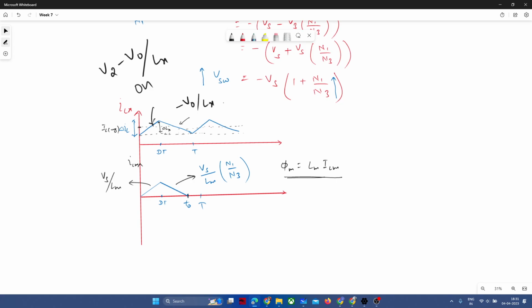Then what does it mean? Let me rewrite what he is saying. He is saying that ILM should have this kind of waveform. Am I right? Yes, sir. And after T naught, what is happening? At T naught, you are saying that it will have the similar value from where it has started.